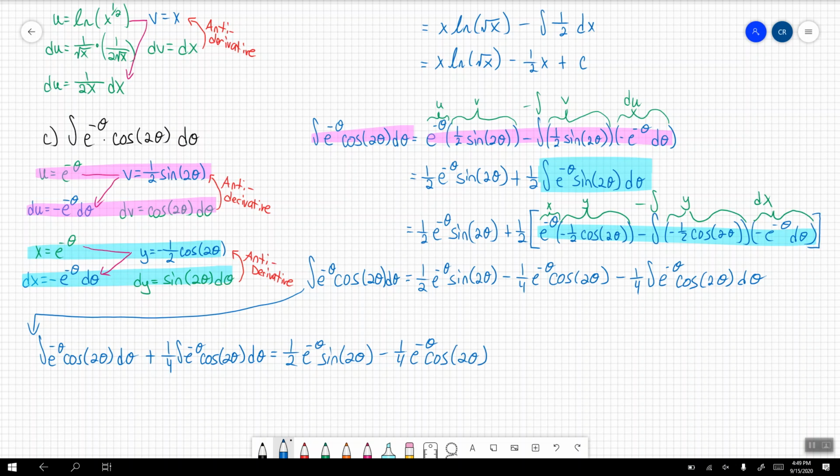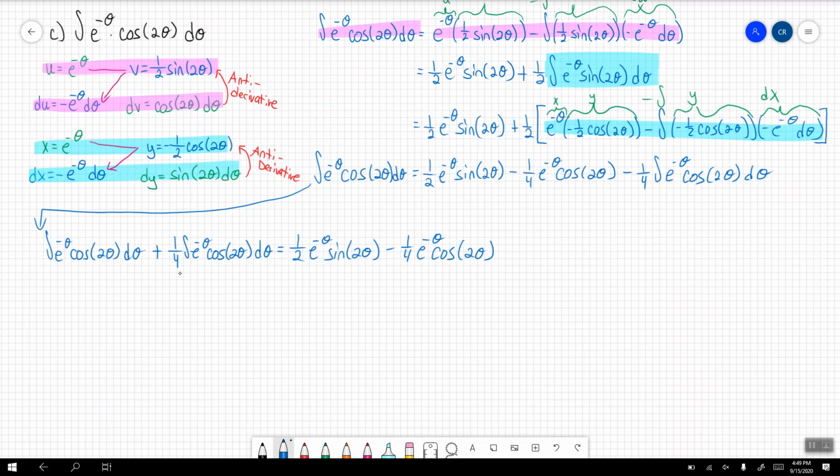So look at the left-hand side now. We have like terms. So let's go ahead and add those like terms. Well, 1/4 plus 1, that should get us 5/4. So on the left-hand side, we have 5/4 of the integral of e to the power of negative theta multiplied by cosine of 2 theta d theta. On the right-hand side, we still have all of these terms. So we have 1/2 e to the negative theta sine of 2 theta minus 1/4 e to the negative theta times cosine of 2 theta.